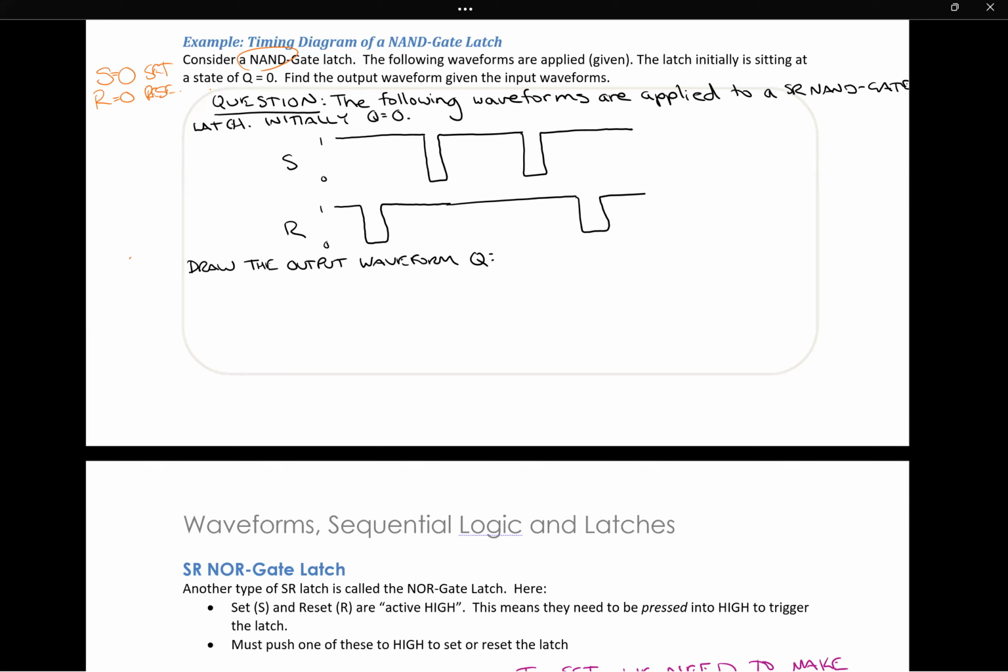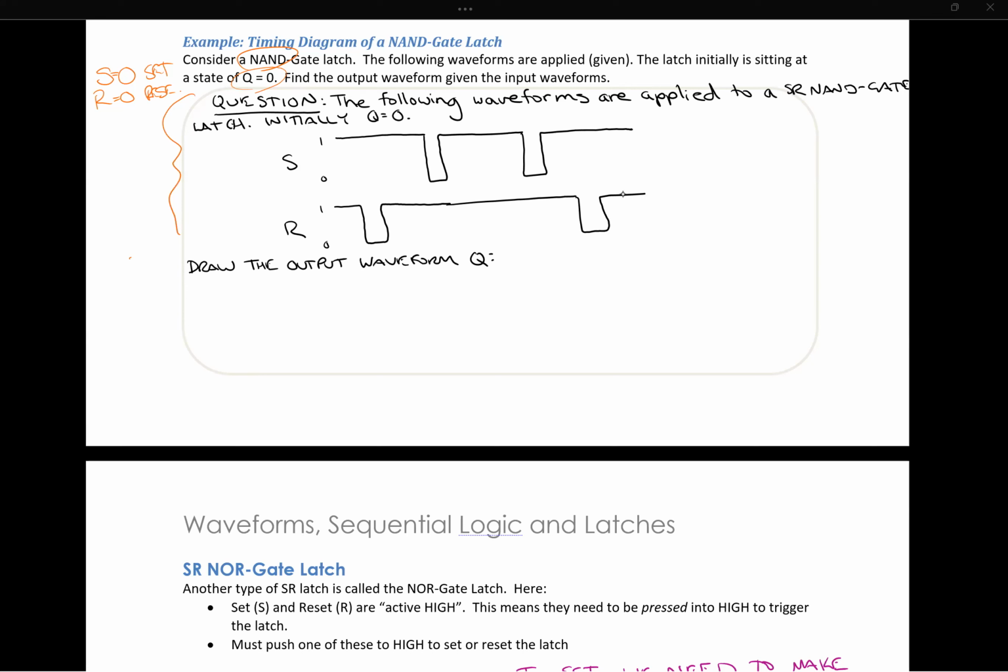So these waveforms are given. This is the question. The question has set and reset happening in this manner over time, and it is initially set at the state Q equals 0. So for this NAND gate latch, we have to know what it's initially set at.